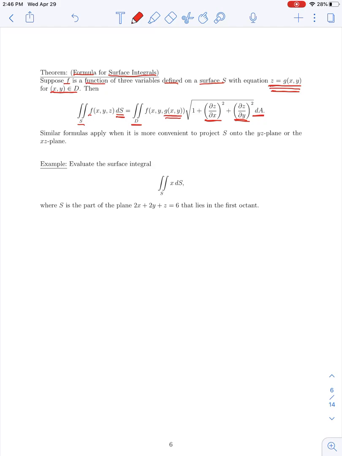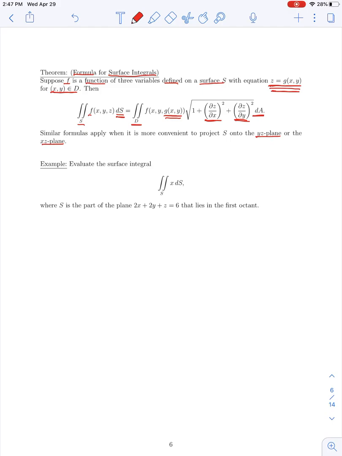Now, of course, if we have a surface in space that would be more easily thought of as being projected down onto the xz or the yz planes, we would have similar formulas to this for those projections onto the yz or the xz plane. But in, I think, nearly all the examples we'll consider in our course, we're always projecting onto the xy plane. So let's look at some examples.